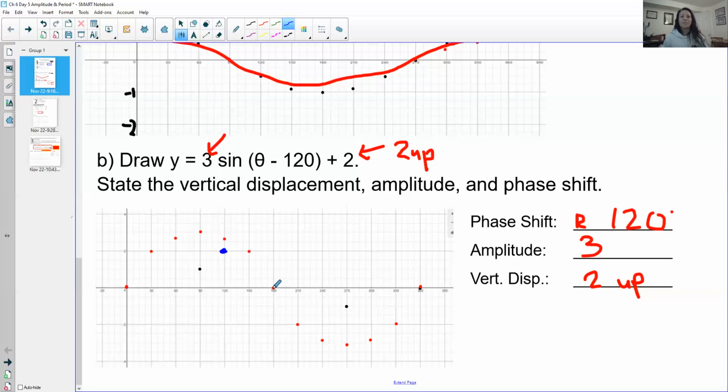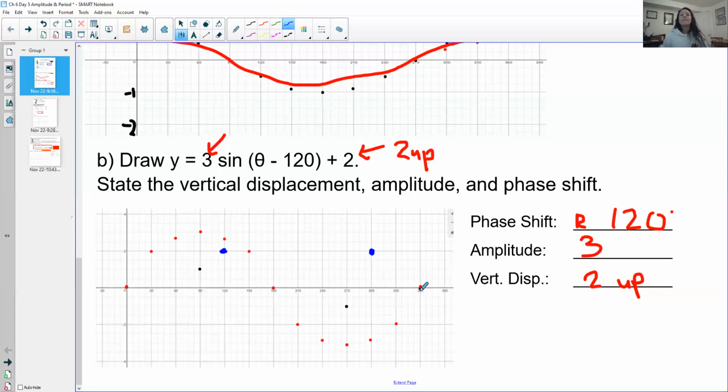I'll take this guy here. I'm going to move him over 120 degrees. So this is 180 plus 120, which should bring me to 300, and up 2 units. That's 1 unit, 2 units, okay? Because if you look at the y-axis, my squares go up by a half, so 2 units would be 4 squares up.